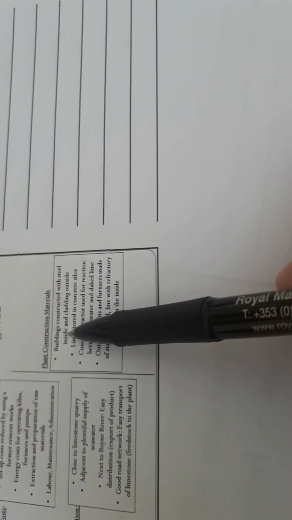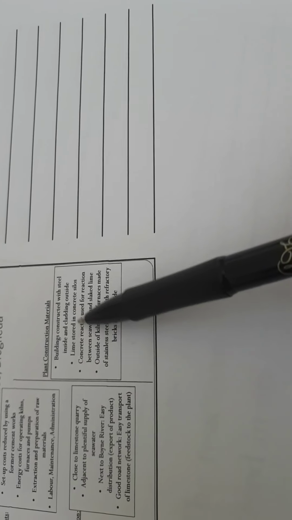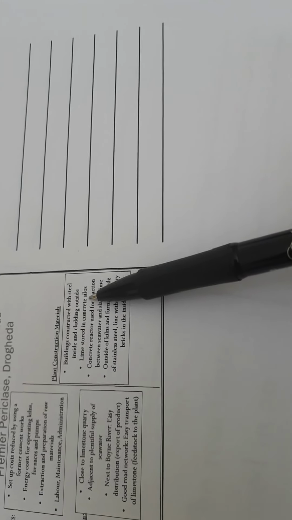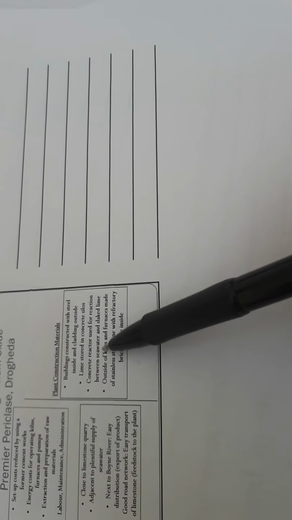Okay, so how was the plant itself built? Firstly, it's made with steel inside, because it obviously needs to have a very, very high melting point. The lime is stored in concrete silos, so basically really big holes in the ground made of concrete. The concrete reactor is then used for a reaction between the seawater and the slaked lime. And even the refractory bricks that they make the magnesium oxide for are also present on the outside of these kilns and furnaces, again made of stainless steel.